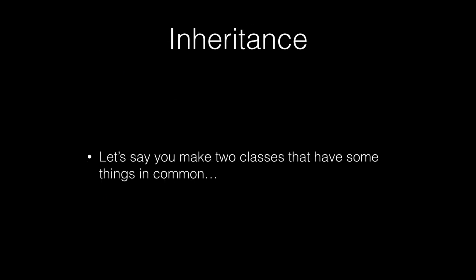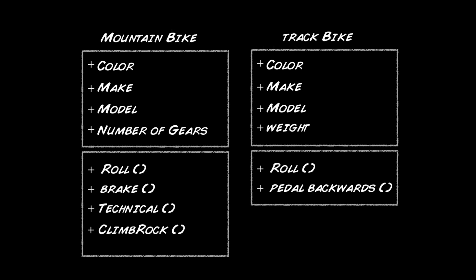Okay, so moving on from encapsulation into the next big thing in object-oriented programming, and that is inheritance. So let's say that you make 2 classes that have some things in common. So let's start with two kinds of bikes, a mountain bike and a track bike. A track bike, if you've never heard of one of these things, there are these races that go on in these sort of circular tracks. I think they're called velodromes.